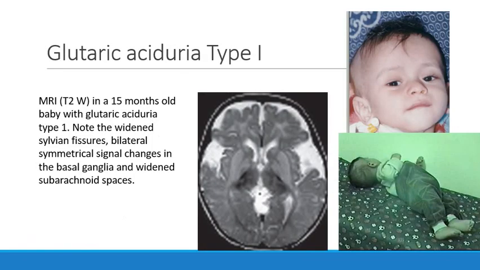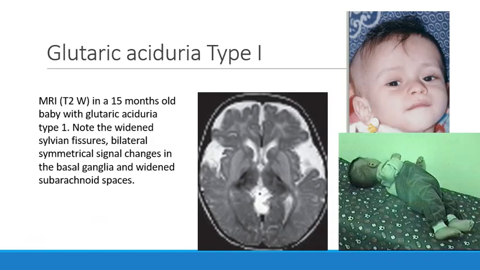This is another case with glutaric aciduria. As you see, this is a typical patient presenting with macrocephaly. He was presenting with dystonia, episodic dystonia, because of what you see here in the brain MRI. This is a T2 weighted brain MRI. Also, again, the wide Sylvian fissure, the H-shaped Sylvian fissure.